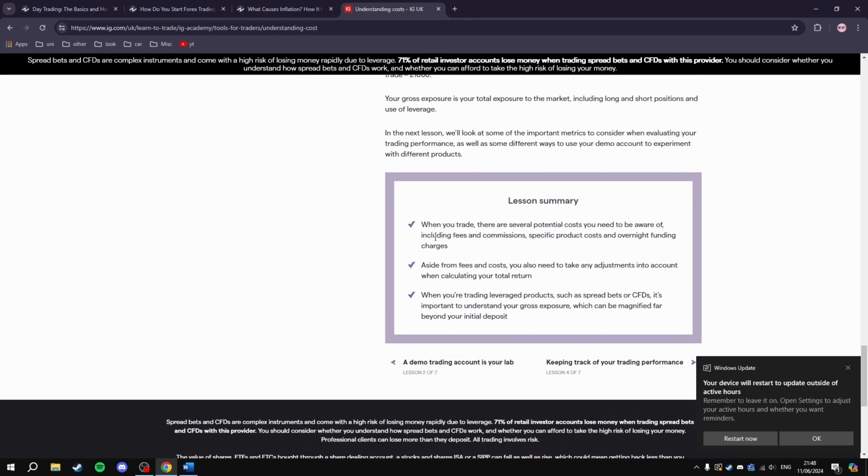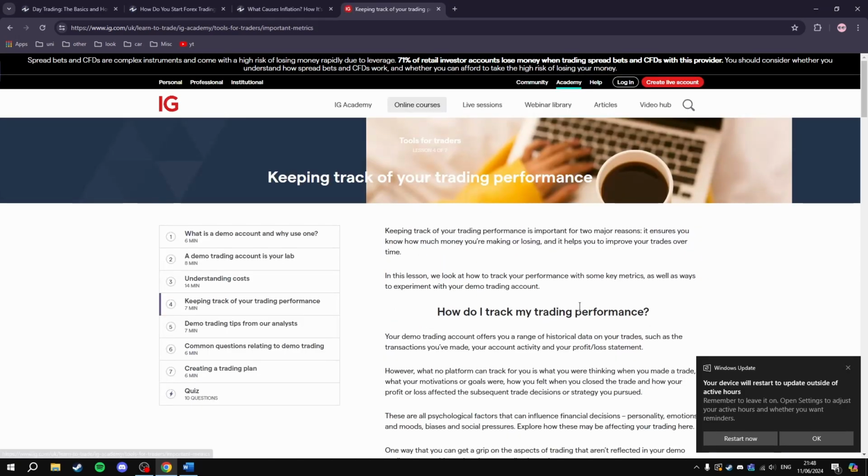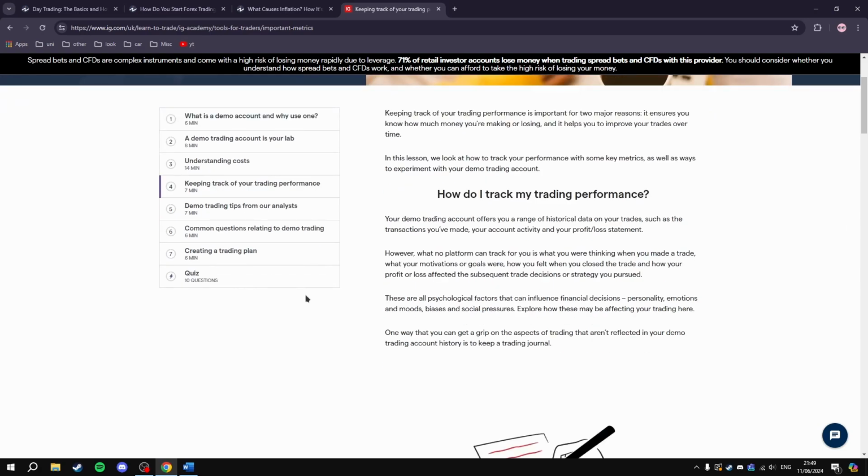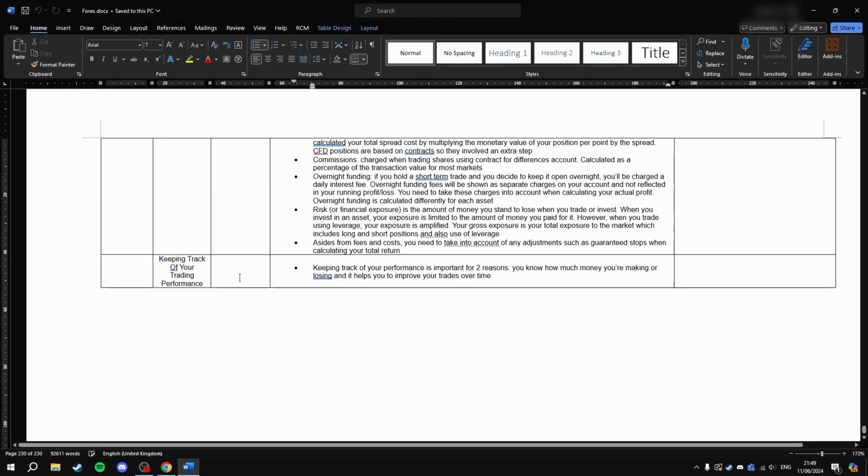And then we went through the lesson summary, and I think these two lines on keeping track of your trading performance. Keeping track of your trading performance is important for two major reasons: it ensures you know how much money you're making or losing, and it helps you improve your trades over time. In this lesson, we'll look at how to track your performance, some key metrics, as well as ways to experiment with your demo trading accounts. So that's where we left off.